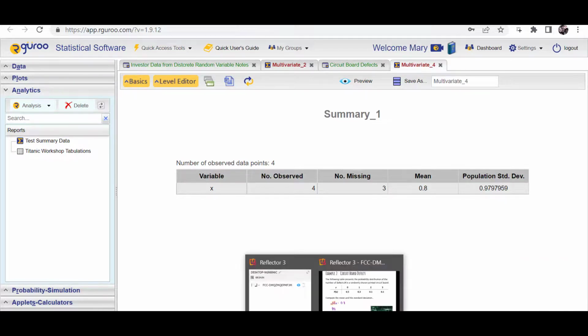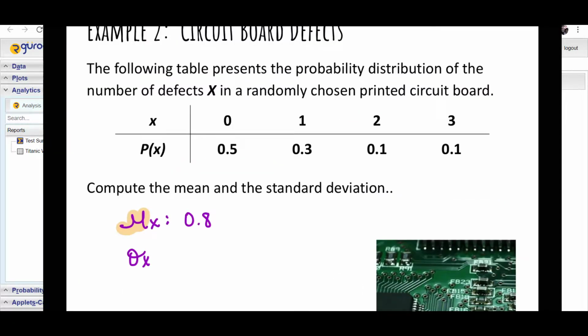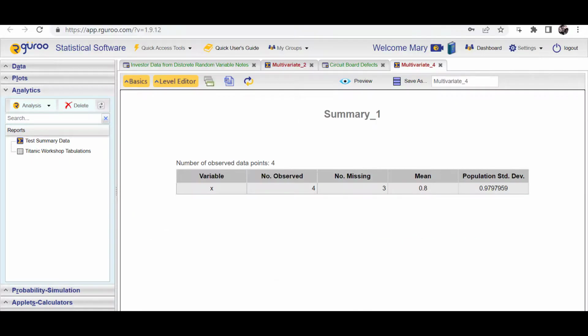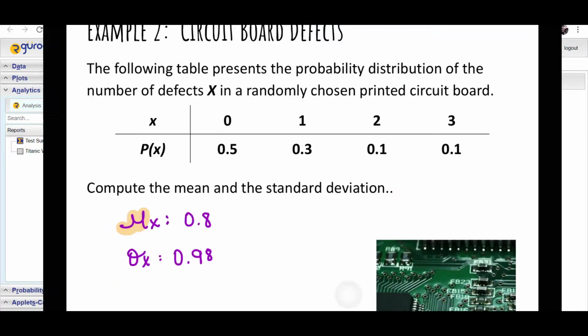So the standard deviation, you write the sigma with a little x next to it. It means the standard deviation of the random variable. And it was, what did we say it was? It was 0.9797959. I'm going to just round it to 2 decimal places, 0.98. All right.